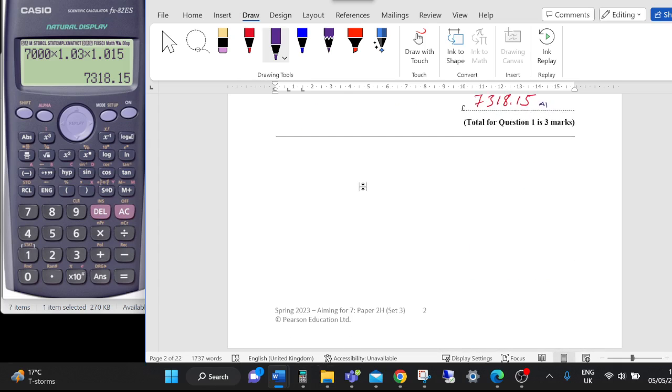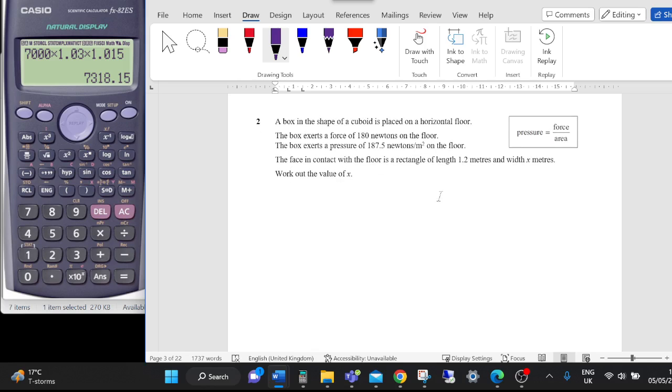Okay, question 2 then. So we've got a box in the shape of a cuboid placed on a horizontal floor. The box exerts 180 newtons on the floor. The box exerts pressure of 187.5 newtons per meter squared on the floor. The face in contact with the floor is a rectangle of length 1.2 meters by x meters. Work out the value of x.